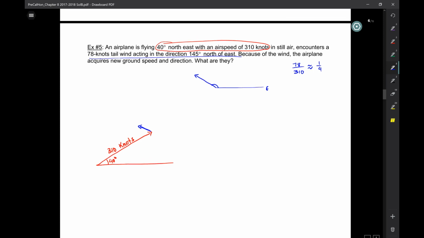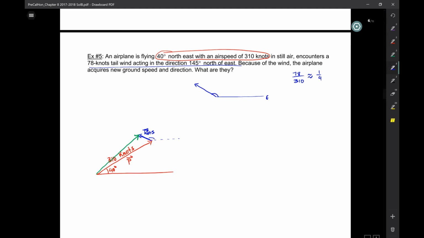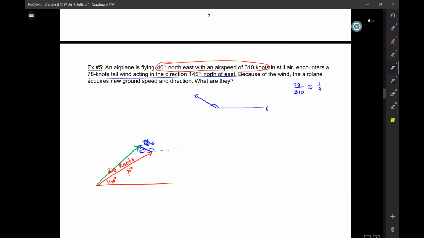Right? So that's 78 knots. I missed the N, it's okay. And that's like 145 degrees there. So what's the resultant then? There. Okay? So what we can do here is call this vector P, because that's the plane, call this vector W, and then the other one will be P plus W.